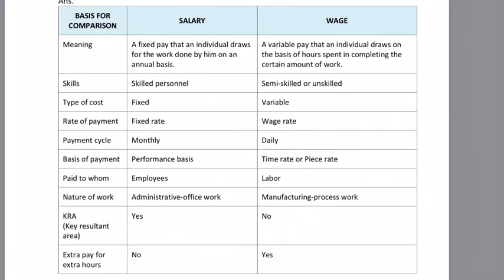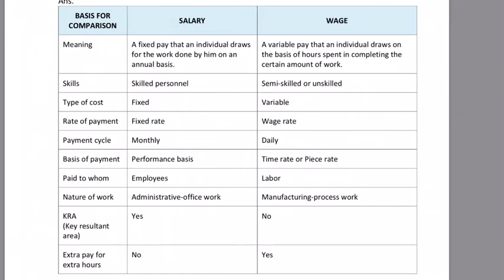Salary is paid to employees, wage is paid to laborers. The nature of work for salaried employees is usually managerial or administrative office work, something like that. For wages, it is manufacturing or process related work. KRA, that is key result areas, where key achievements are defined, is done in the case of salary. Usually at the beginning of the year, the main areas where the employees have to show some achievement are decided, that is setting objectives in advance.